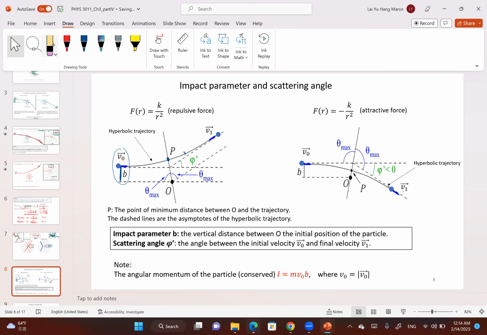So what is the theta max? First of all, you see that this dashed line is just obtained by shifting this dashed line down. And this dashed line is just obtained by shifting this dashed line down. So that's why this is theta max, this is also theta max, and this is also theta max.